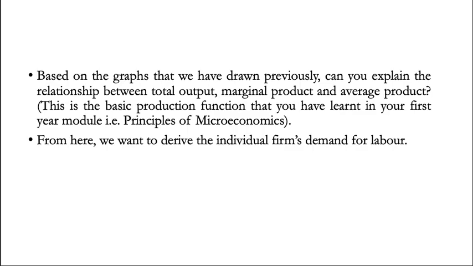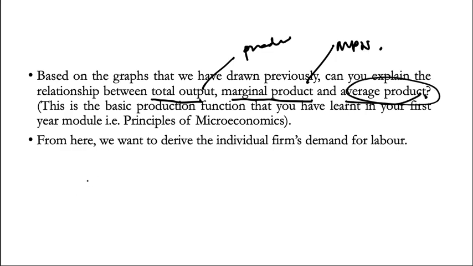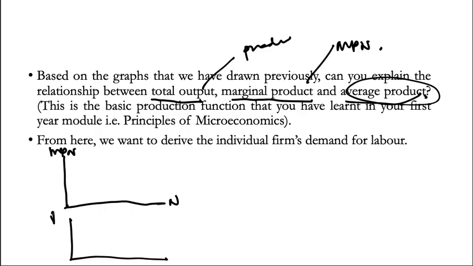Alright, so from there you should know what? You should know how to explain the relationship between total output, which is the production function, with marginal product, in this case marginal product of labor, and also average product in the short run. If you can recall back, we have marginal product of labor, we have average product. So marginal product looks like this, and average product looks like this.